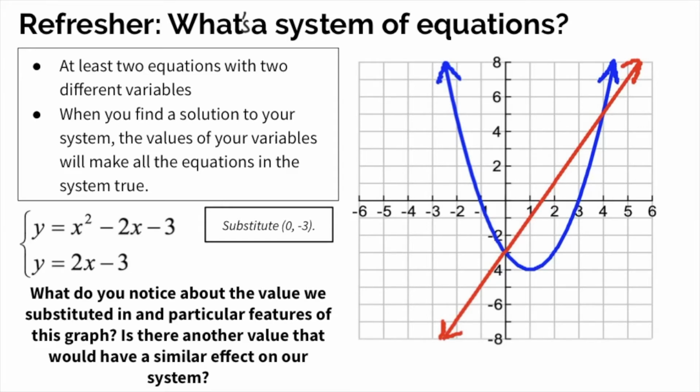the system true. So just like in our warm-up, when we substituted 0, -3 into both of our equations, we ended up with two true equations, and we also evaluated to the same value, right? Another thing that we noticed is that when we looked at this coordinate in our graph, it pointed to a specific feature on this graph. It pointed to what we call an intersection, right?